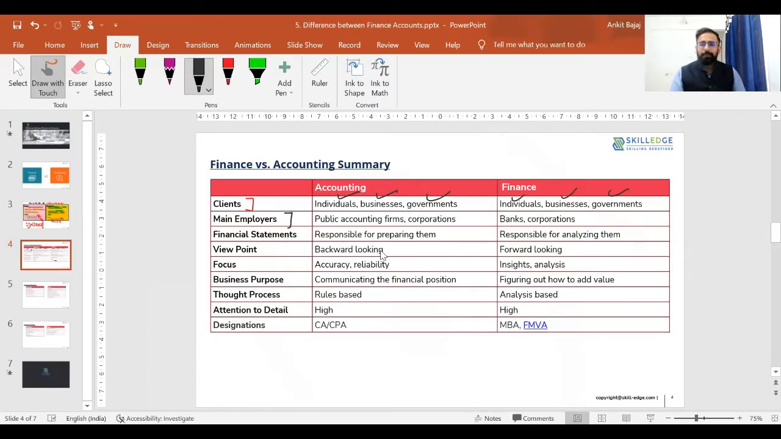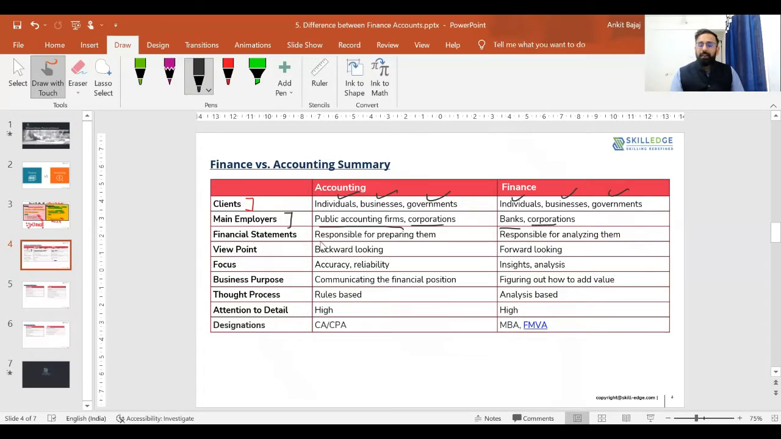I've already discussed the employer. In this case, public accounting firms, that is KPMG, Deloitte, EY, or corporates, some manufacturing company like Tata, Reliance, will be hiring you for the purpose of accounting. In finance, banking companies, investment companies, insurance companies, and financial institutions appoint finance people, right? What will be the responsibility?